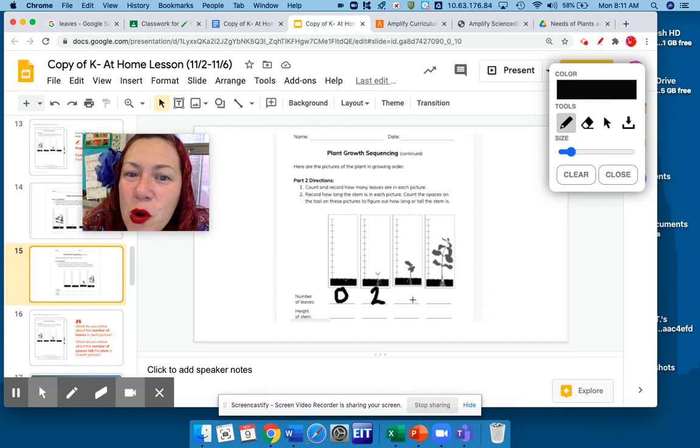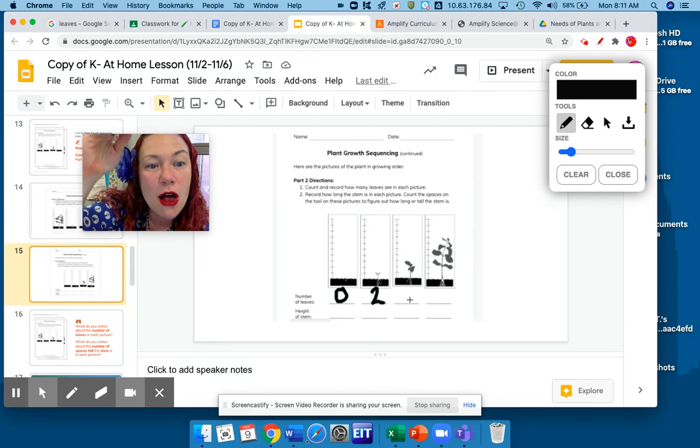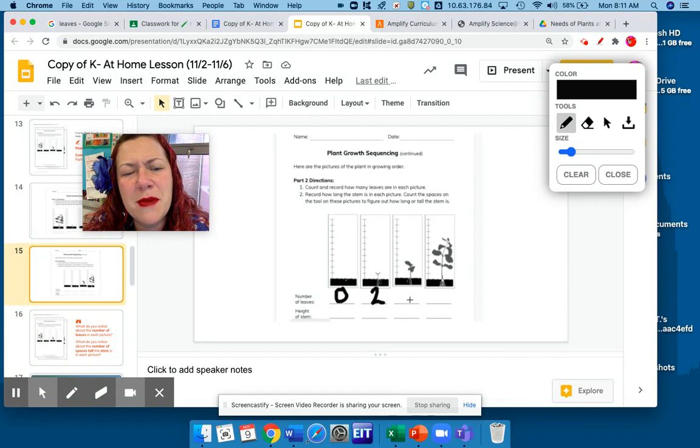The next thing you're going to do after you put those numbers in is you're going to record how tall the plants are. But we're not going to be using a ruler. Sometimes we use customary units, and sometimes we're given the science tools we need just on our data sheets.